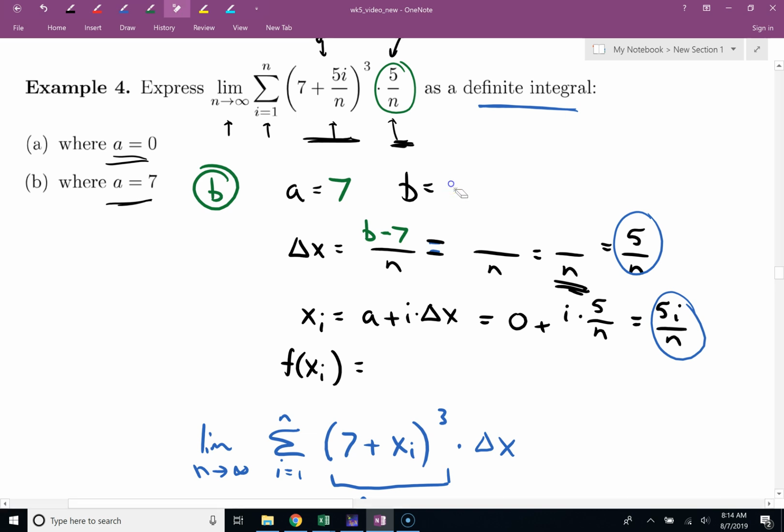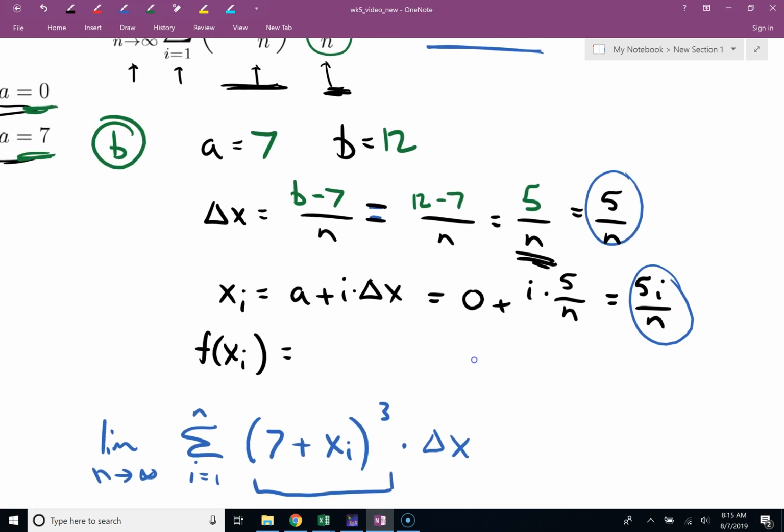If I chose b equals 12, notice that I get 12 minus 7, and that's going to be exactly 5. So that's my 5 over n, and that gives me the same kind of 5 over n as my widths of rectangles here. So you have to choose your b value, again, to be kind of distance 5 away from your a value. So before I had 0, so that's why it made sense to do b equals 5. Here I have a equals 7, so now it makes sense to do b equals 12.